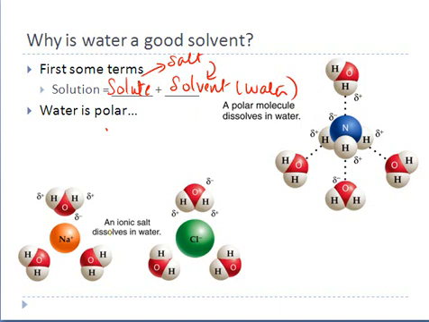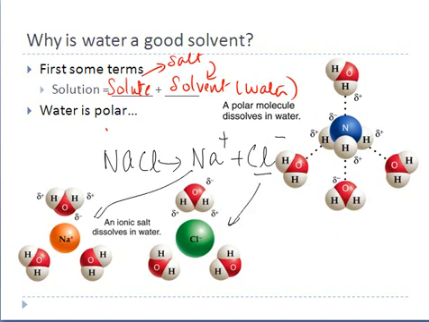Ionic salt, for example, you can see sodium chloride is dissolving in water. Notice that sodium chloride is made up of sodium and chlorine. And when it splits into two different kinds of ions, which we call ionization, then each of these ions is surrounded by water molecules, and it is soluble.